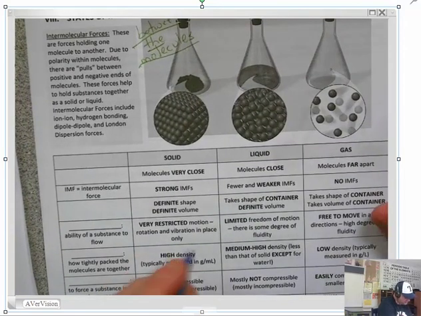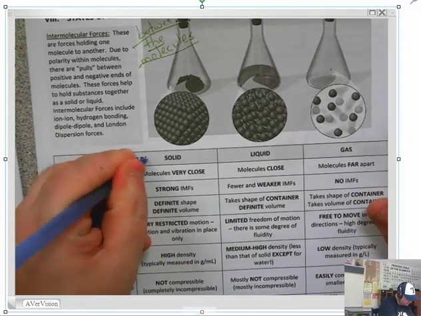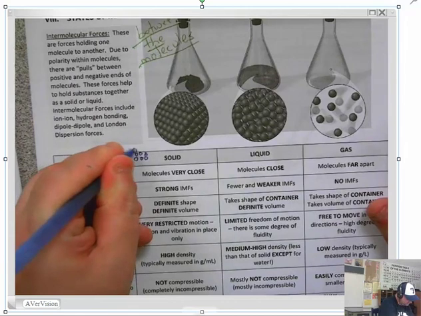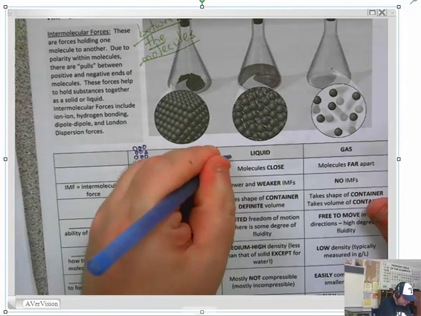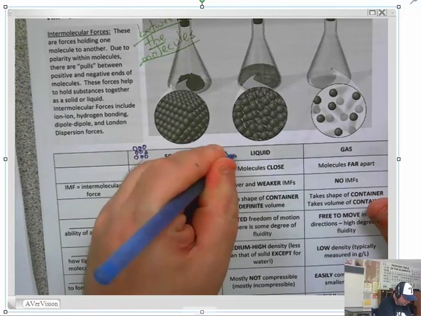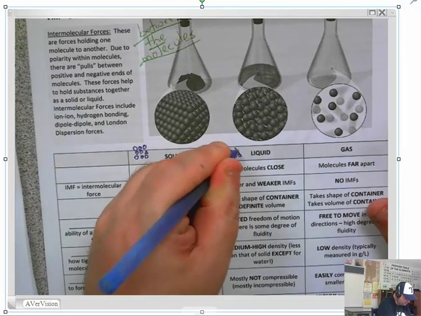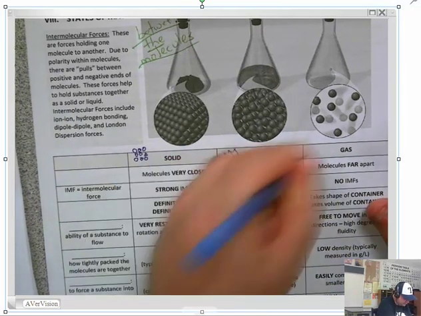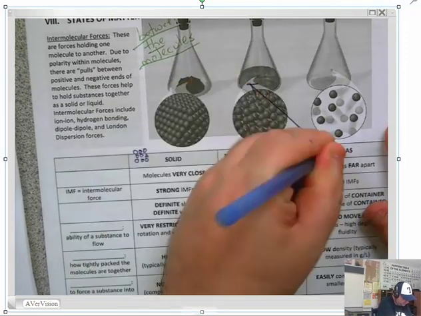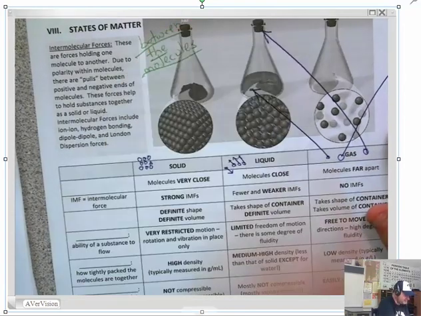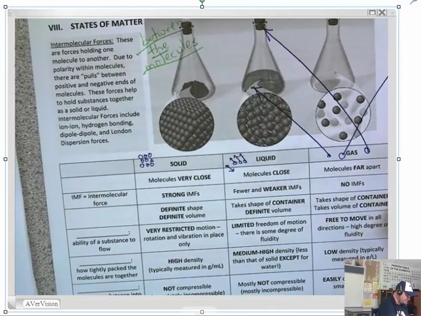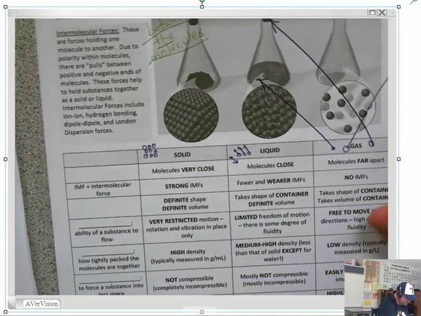So we know solids, the atoms are very close together. The atoms just wiggle in place. Liquids, they move around a little bit, but the molecules are still close to each other. And then gases go zoom, zoom, zoom. They go everywhere. So the molecules are far apart.